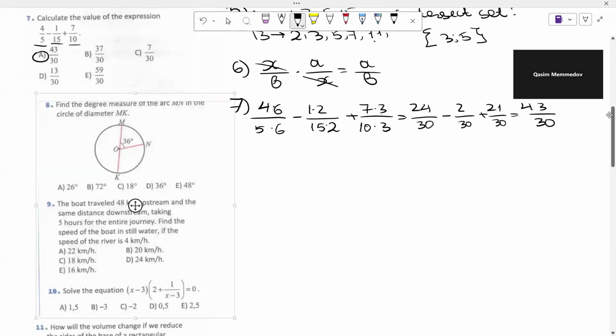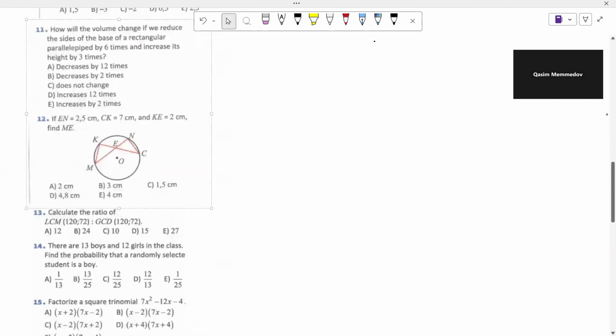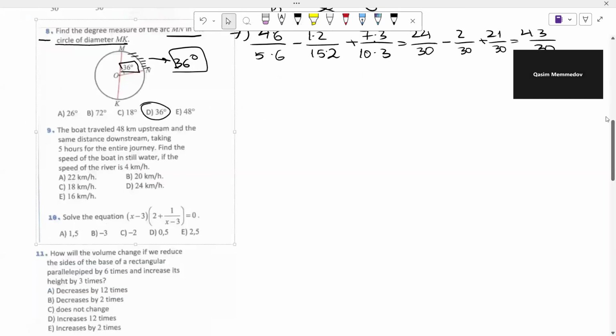Let's continue with 8. It says, find the degree measure of the arc MN in the circle with diameter MK. If the central angle is 36 degrees, then MN also equals 36 degrees. This arc must have the same measure as this angle. Answer is D. Let's continue with the ninth exercise.